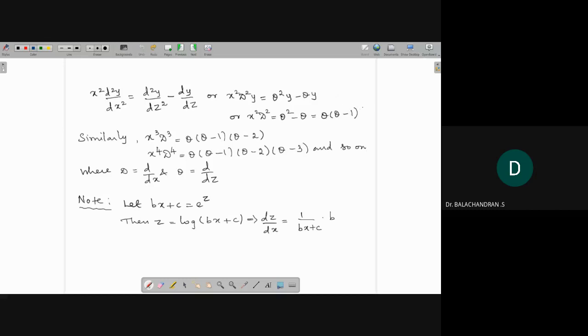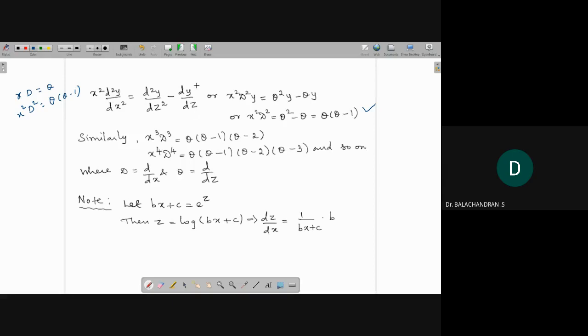You should remember this result. Similarly, x cube D cube equals theta into theta minus 1 into theta minus 2. So xD equals theta, x square D square equals theta into theta minus 1, x cube D cube equals theta into theta minus 1 into theta minus 2, and x power 4 D power 4 equals theta into theta minus 1 into theta minus 2 into theta minus 3, and so on, where capital D equals d by dx and theta equals d by dz. So up to this, we are converting the first equation, the Euler homogeneous equation, using substitution into a constant coefficient equation.